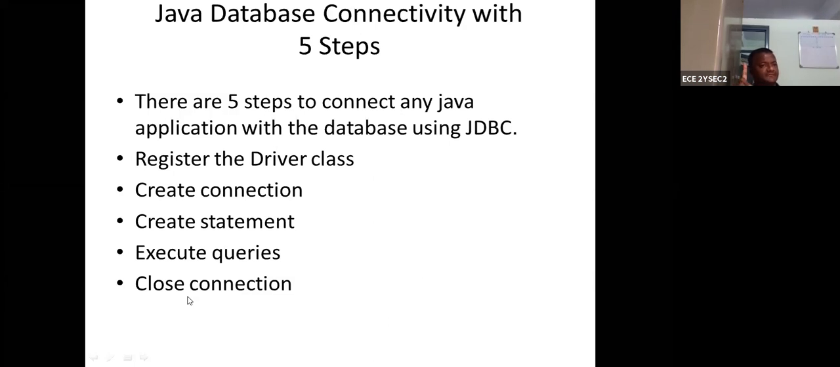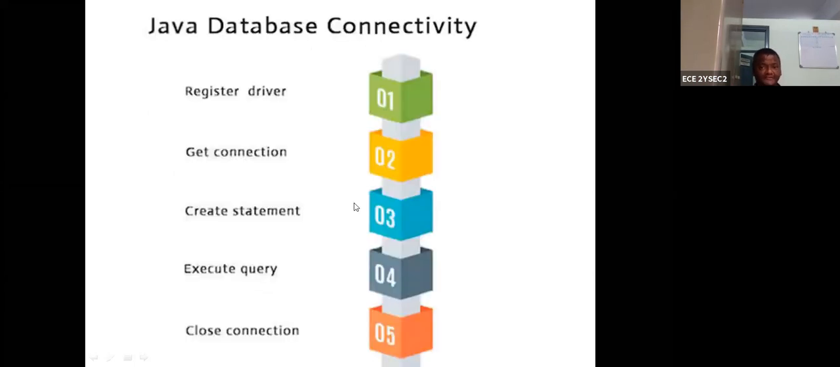Use the driver, create a connection, create a statement, execute the queries, and close the connection. For each and every query, the connection, accessing and closing are all important for each and every cycle. So this is the diagram: register the driver, get connection, create a statement, execute query, and close connection. These are all the 5 steps.